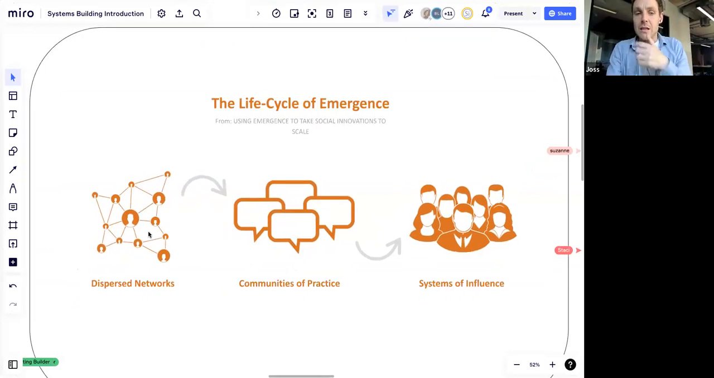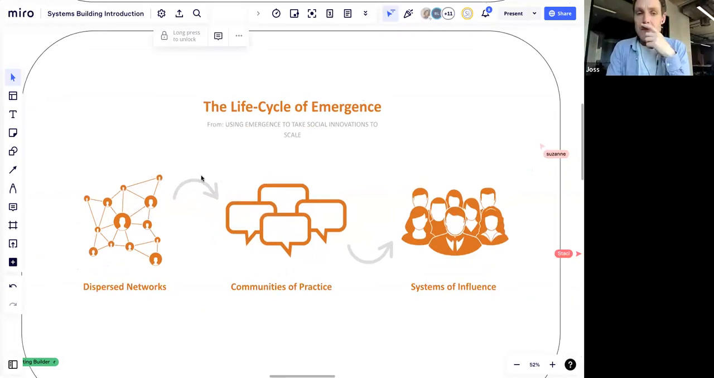And they're saying they start off with these dispersed networks of people, and over time they develop into communities of practice, which are kind of self-aware and supported in learning and developing and growing, and ultimately may become a system of influence, which is an actual system in the world that has an influence and has capacity and so forth. And I'd put it as recommended reading. If you could drop the link in the chat, maybe.